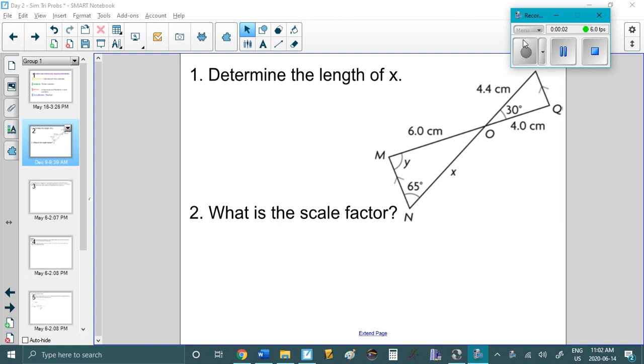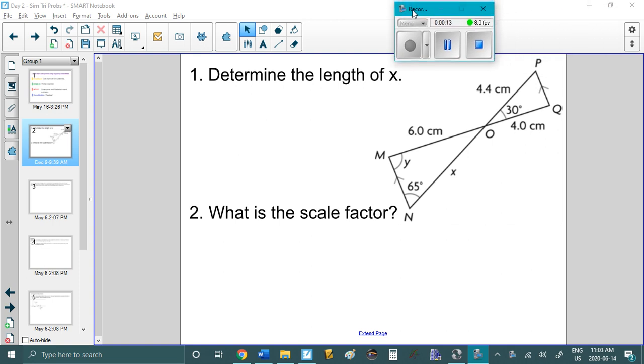Hello folks, this is going to be a pretty quick lesson. In the past I have combined this with day one of this unit, but just because you're at home and things are moving a little bit differently, I decided to do it as two separate lessons. So I do have a first 5-minute question here.